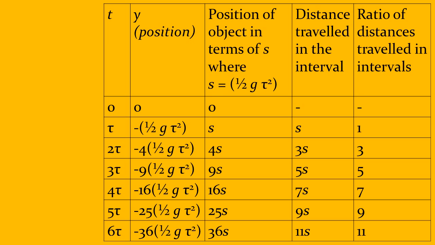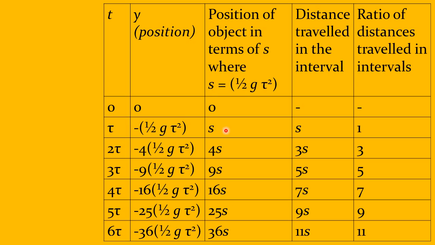Now I don't like to every time say half g tau square. I'll simply call this complete thing in the bracket with a simple letter s. So what is this? This is s. And what is the second item here? It is 4s. What is this here? 9s, 16s, 25s. These are all positions, mind you. They are not distances.